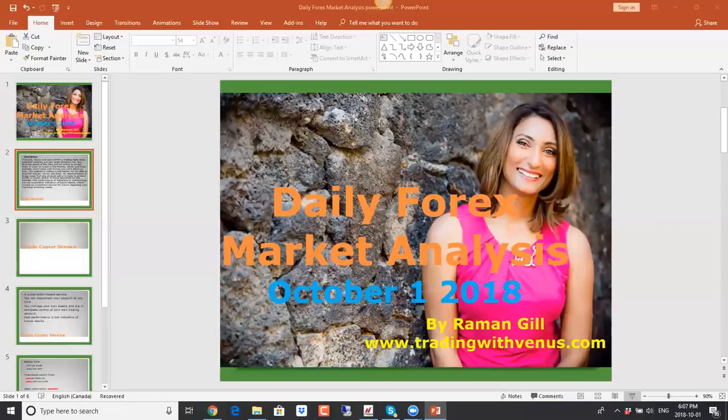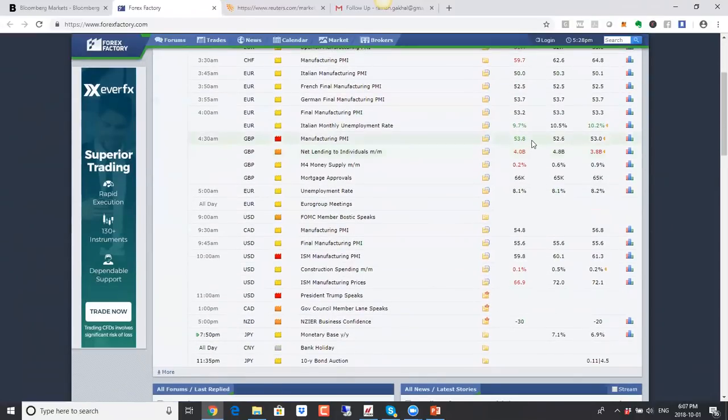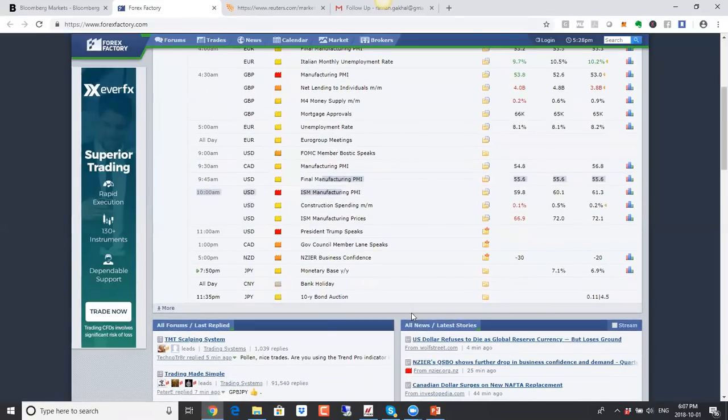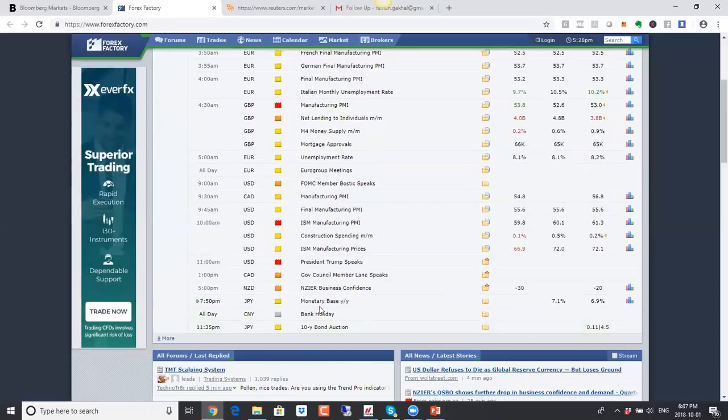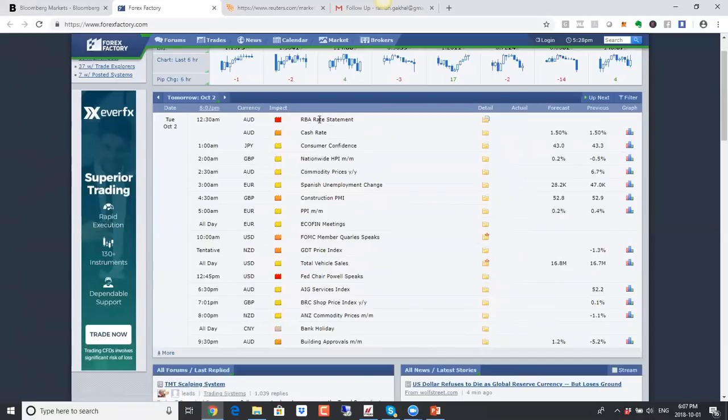As usual, we'll start off by taking a look at our calendar here. So coming up, today we had PMI numbers for the pound, positive numbers, and then we had manufacturing PMI data. Coming up, we do have monetary base year-over-year numbers for Japan, but on Tuesday, the important thing will be overnight, we have the RBA rate statement. We talked about this over the weekend. No changes expected at this point, but the commentary will make a difference.